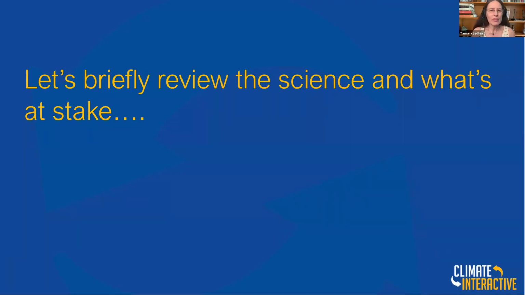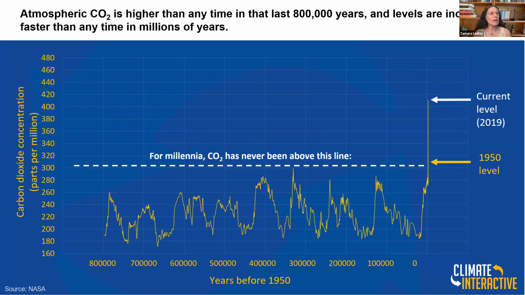So let's just briefly review the science and what's at stake. This is a graph of the carbon dioxide concentration in the atmosphere. And let's get oriented. This is the present here, and the present in this graph is defined as the year 1950. Time does go from left to right, but here we have the present and we go back 800,000 years before 1950. And then the vertical scale is the carbon dioxide concentration in parts per million. And that goes from 160 to 480 parts per million.